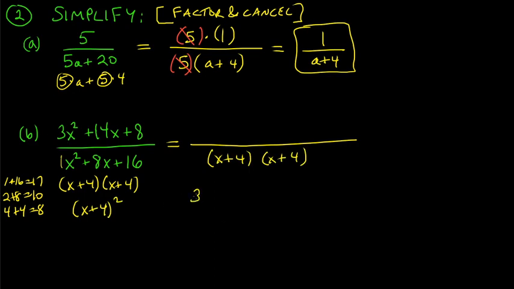The numerator is 3x squared plus 14x plus 8. So AC method works as usual here. A times c is 3 times 8, which is 24. So what two numbers multiply to 24 and add to the middle number here, which is 14?